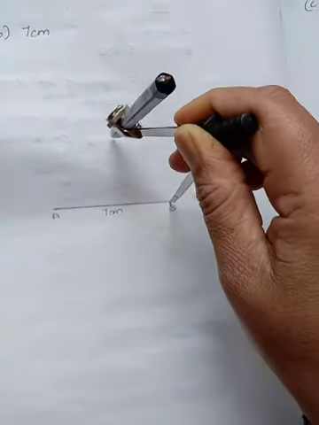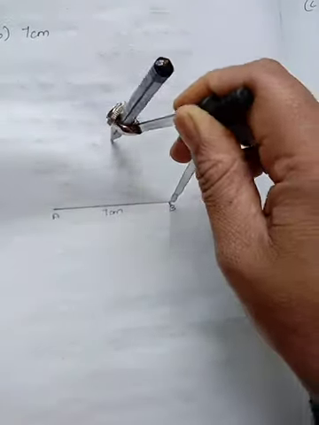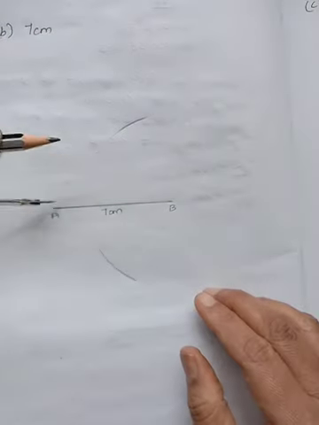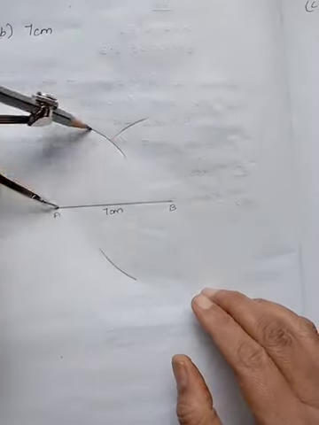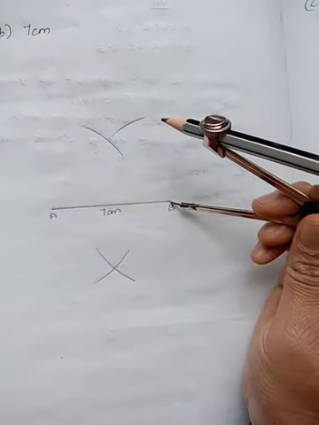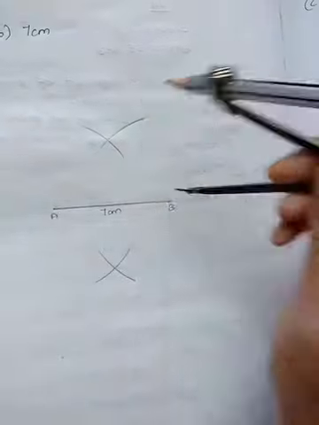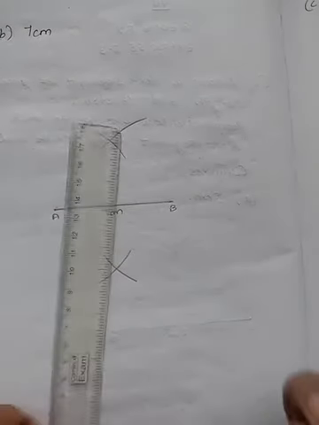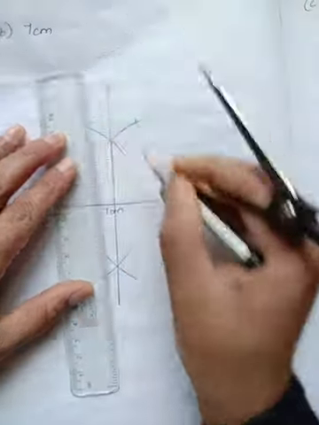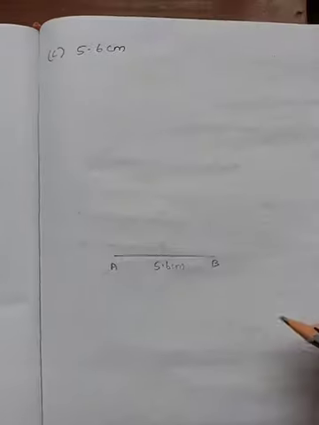Half and above. We'll place the compass in B, we'll cut one arc up and down, and you can place the compass in A and cut another arc. If your arcs do not join here, once again you place in B and finish it. Now let us join the two arcs. So this is the perpendicular bisector of the line 7 centimeter.